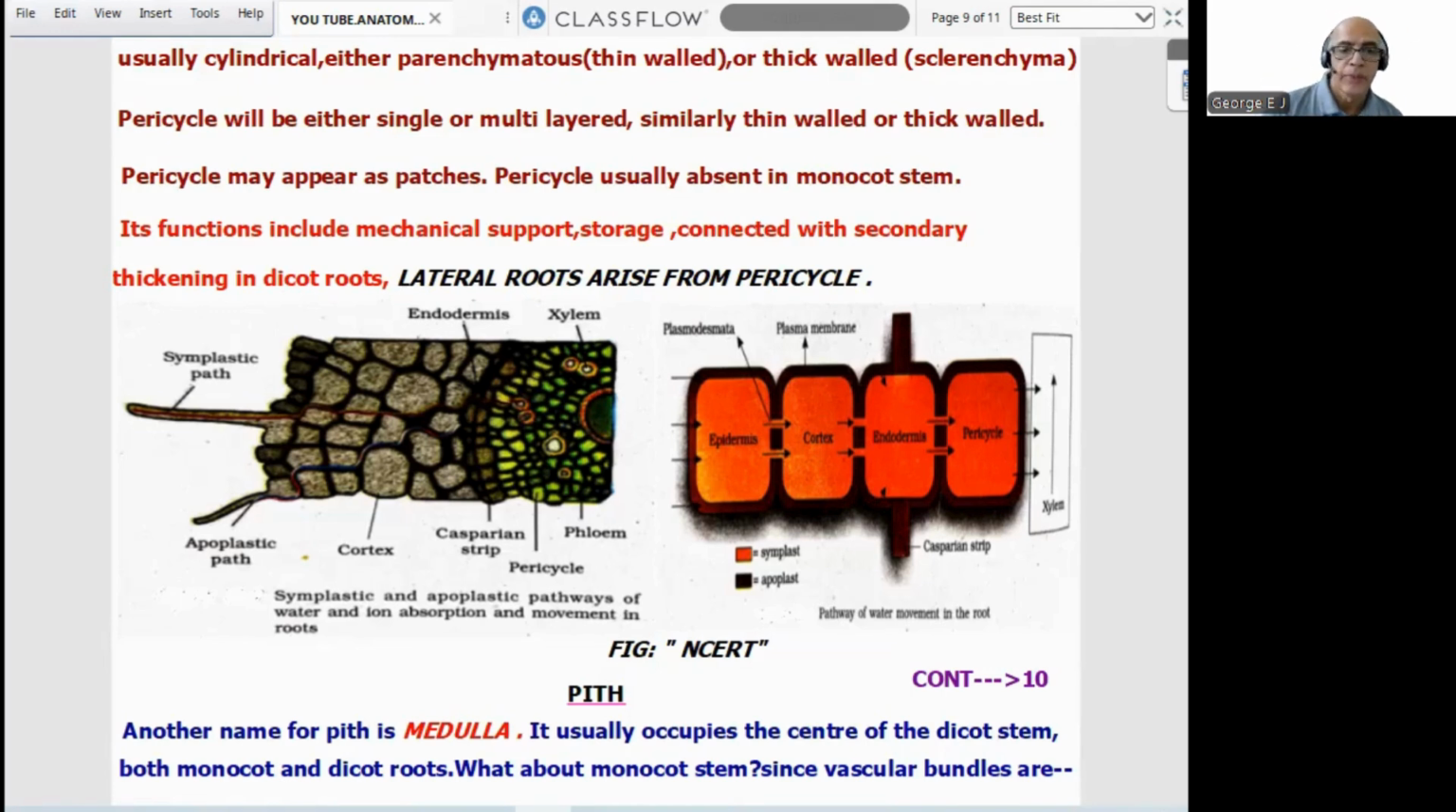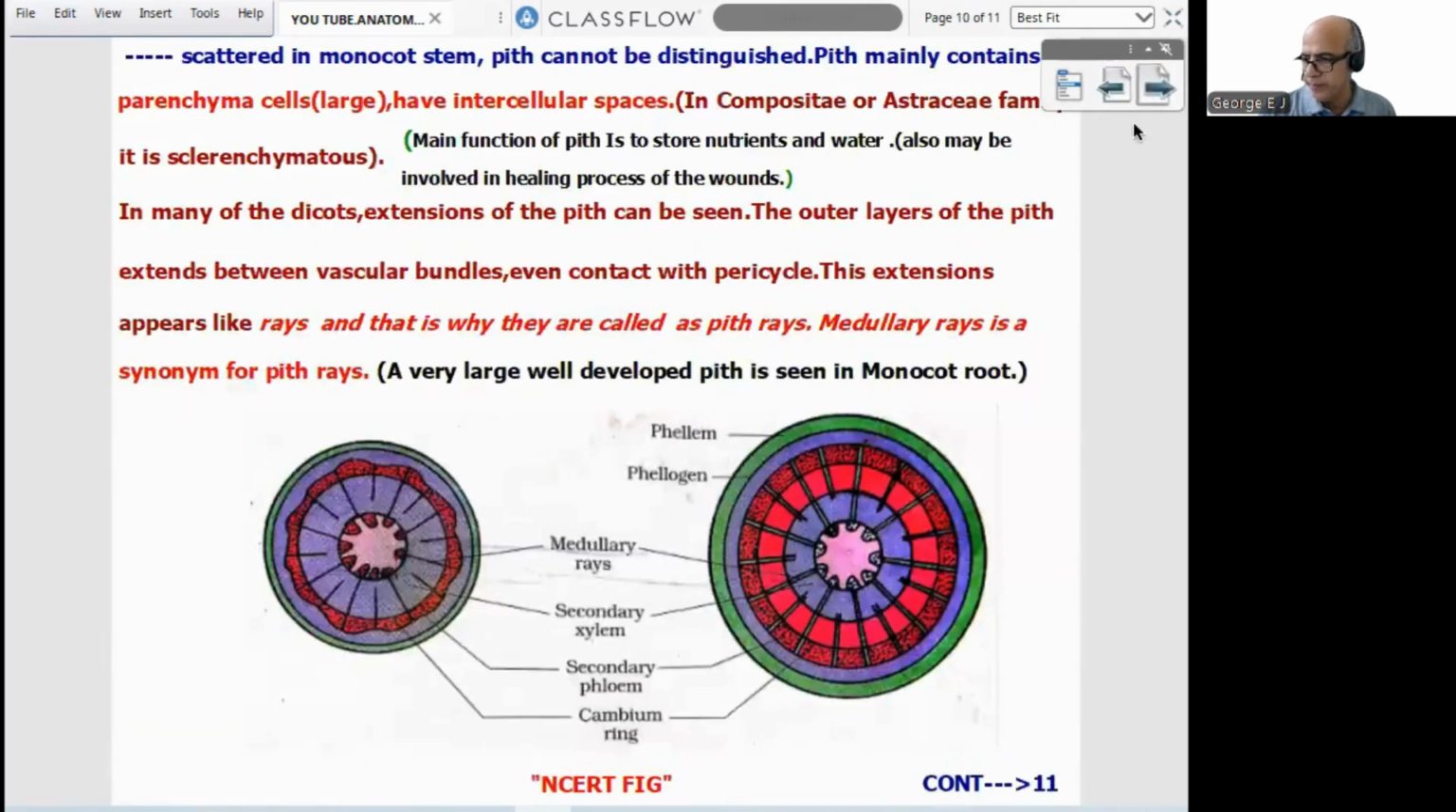Then the main function of the pith is to store nutrients and water. Some scientists say it may help in healing of wounds. Then in dicots, extensions of the pith can be seen. The outer layers of the pith extend between the vascular bundles, even making contact with the pericycle. These extensions appear like rays, called pith rays or medullary rays. Then the diagram, you can find, is not in the present NCERT. It is the second place where you can find pith rays or medullary rays.